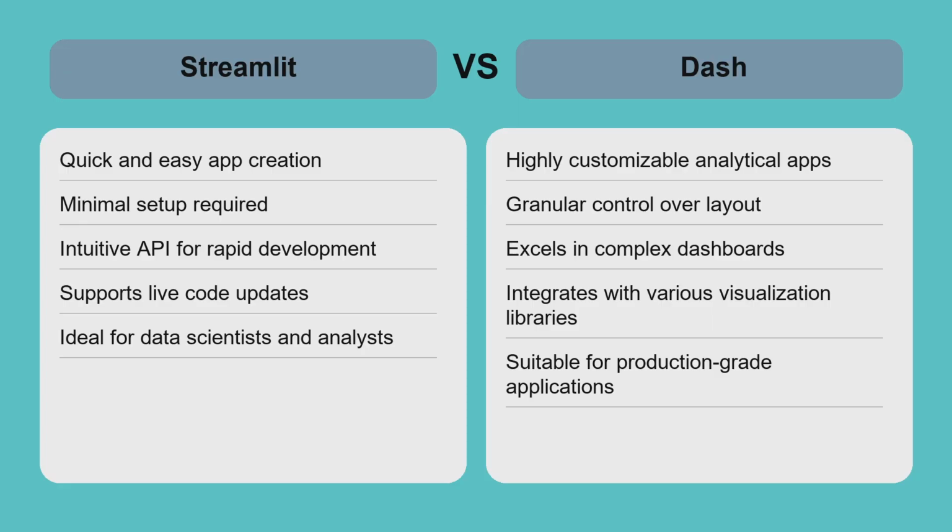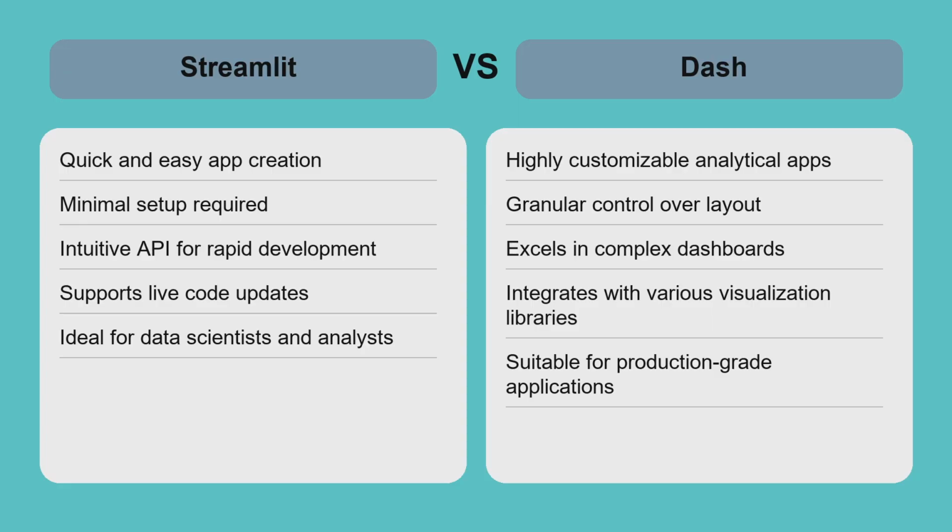Dash, on the other hand, shines in complex production-level dashboards requiring detailed user interaction and custom layouts. A business intelligence team building a multi-page app with intricate callbacks will find Dash more suitable. The trade-off is between Streamlit's simplicity and Dash's flexibility. Streamlit limits advanced customization but cuts development time, while Dash demands more effort but offers full control over app behavior and appearance.